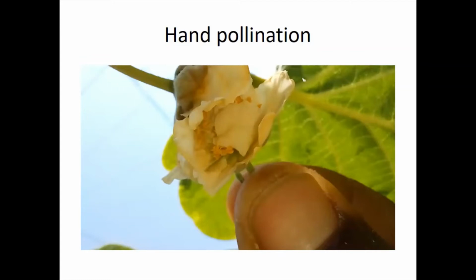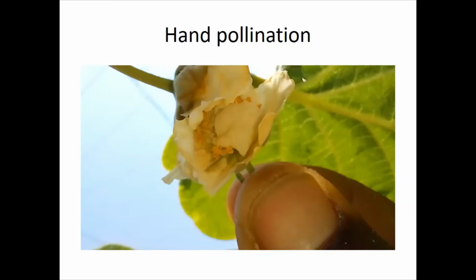So what happens here, you go to a male plant, then you take the newly opened, fresh male flowers, you put them in the bucket like that. Then you go to female plants. Then when you get to female plants, you rub the male flower on the pistils of a female flower. In that way, the pollen will move from the male to the female flower, but it's very labor intensive.